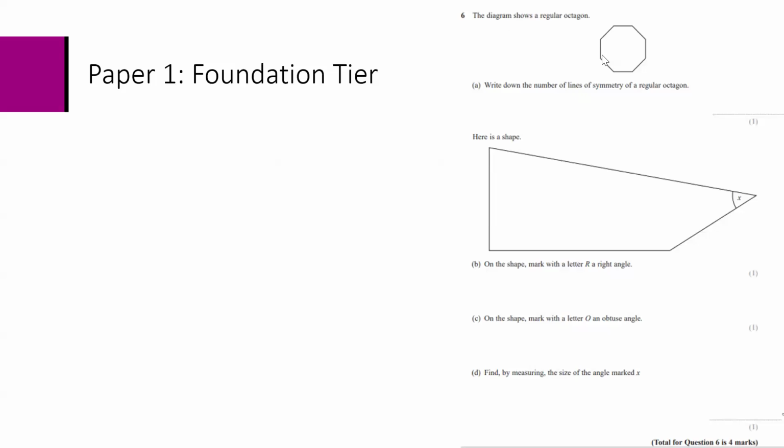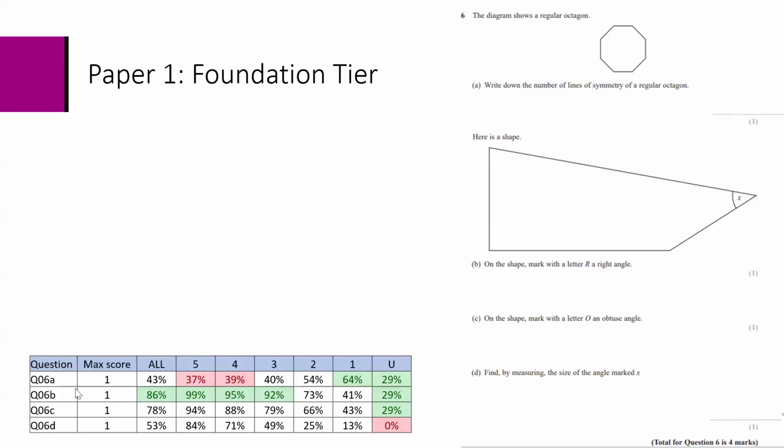Okay, so this is question 6. We've got: write down the number of lines of symmetry. Now we know some students find that difficult. Mark on the shape with the letter R the right angle. On the shape, mark with the letter O an obtuse angle, and find by measuring the size of the angle marked with X. Now in the rest of this presentation, I'm looking for those questions that unexpectedly underperformed that we can do something about, either by just tweaking the way we teach it, or tweaking the way we revise. But here's the statistics. Like I say, I'm not surprised about part A in terms of lines of symmetry.